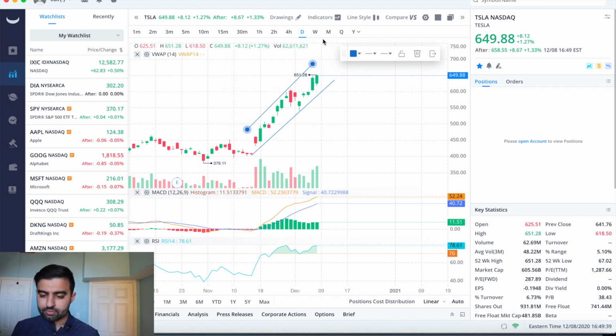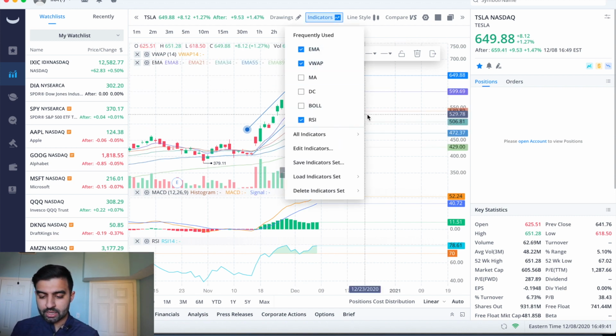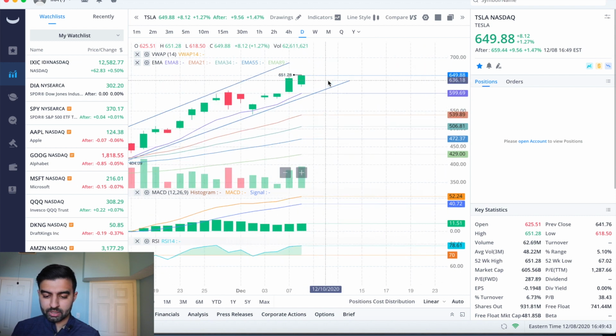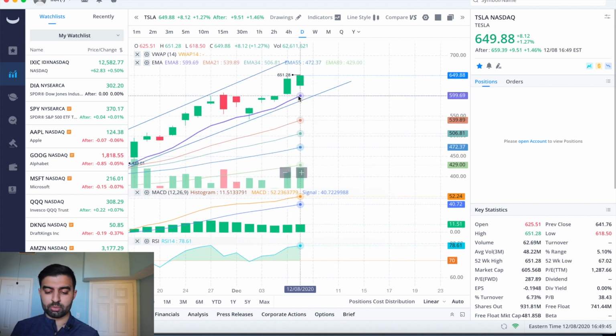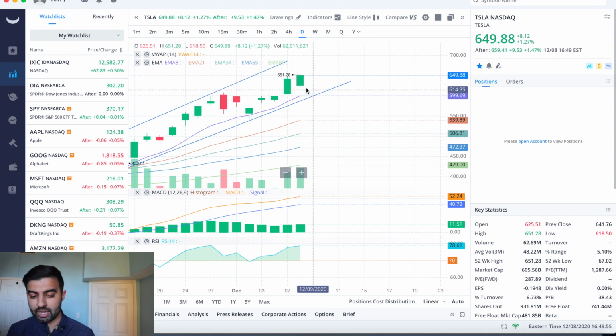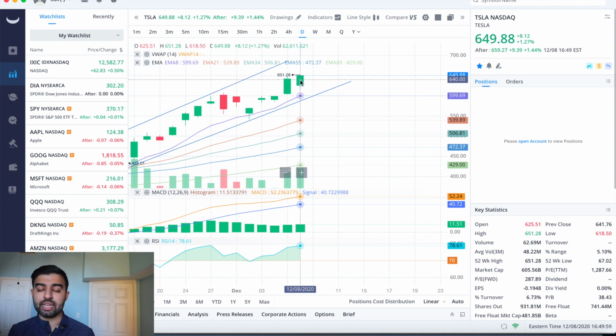So let me plot the EMAs here. As we can see, the first EMA comes in right at the $600 mark. It'll be right here at $599.69. So that's going to be from a daily level support. But even before that, we have some bounce points that we bounced off of today.